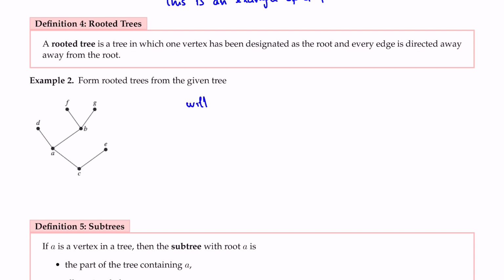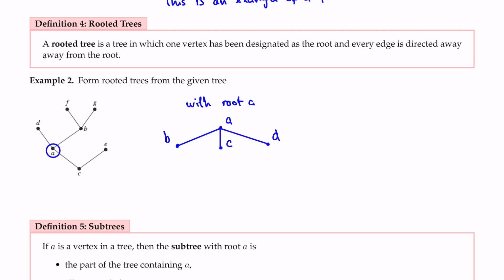I'm going to form a rooted tree rooted at A. So I'm going to start with A here. A is going to be on top, and the edges are going to be directed away from the root. The edges I have connect A to D, A to B, and A to C. So this is B, this is C, and this is D.